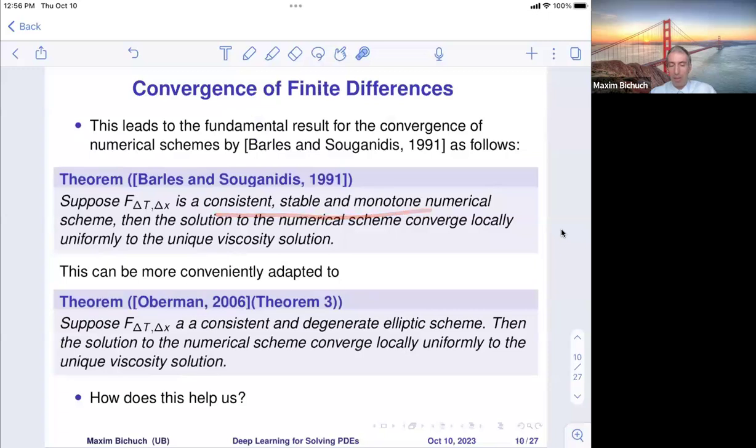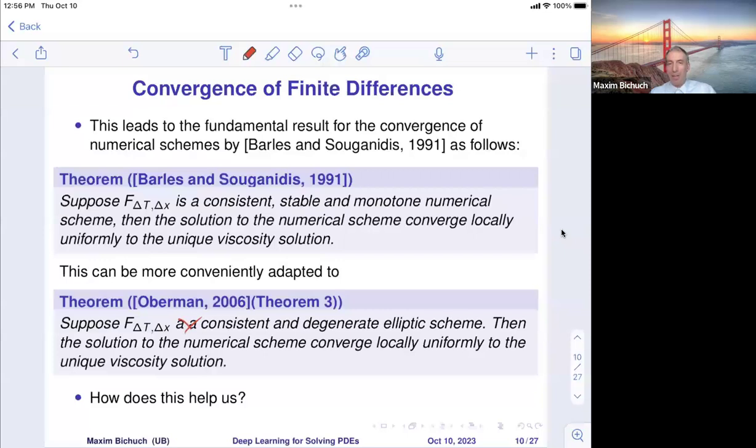The classical result of Barles and Souganidis was that if the scheme is consistent, stable, and monotone, then we have convergence. Specifically, the solution to the numerical scheme will converge locally uniformly to the true viscosity solution. The problem is that these conditions are quite difficult to work with. So there is an adaptation by Oberman, whom I'm going to be citing a lot, using some of the other properties: if F is consistent and degenerate elliptic, then this is enough, and we will still have convergence.